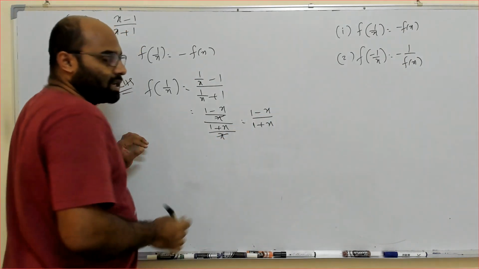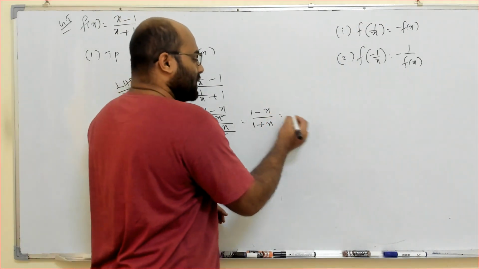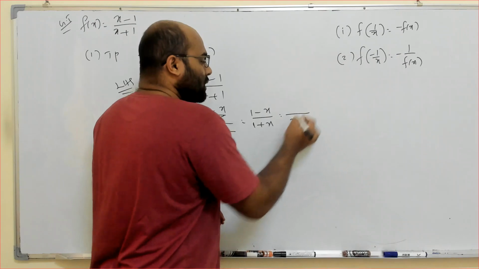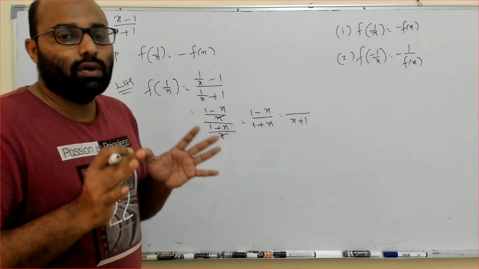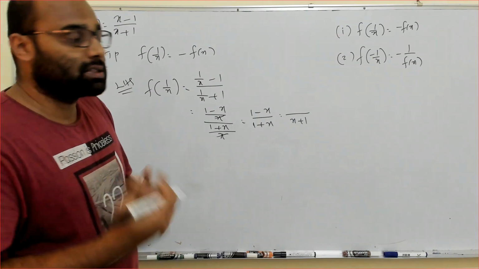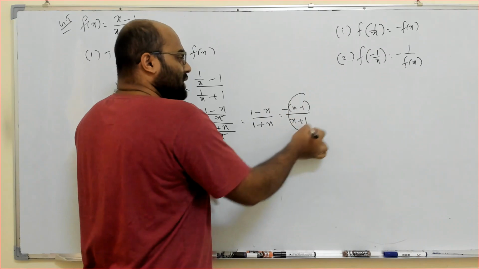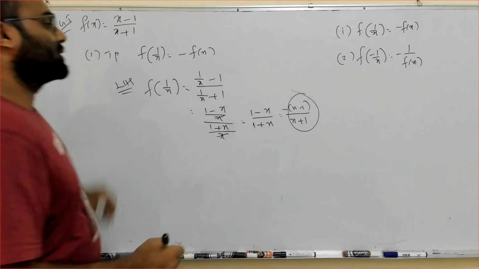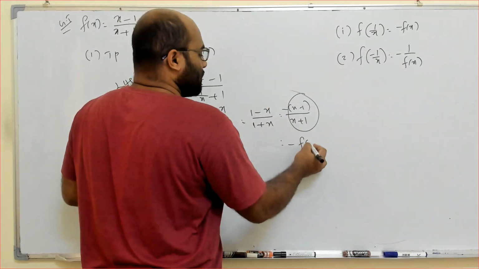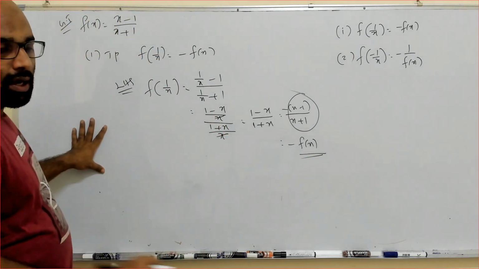Can I write this? Subtraction is not commutative, but addition is commutative. So the denominator we can rearrange like this, but the numerator we can't rearrange because 3 minus 4 is not the same as 4 minus 3, but it is negative. So this we can write negative of x minus 1. What is this actually? This is our f of x. So what we got? Minus of f of x. I hope you understood it.